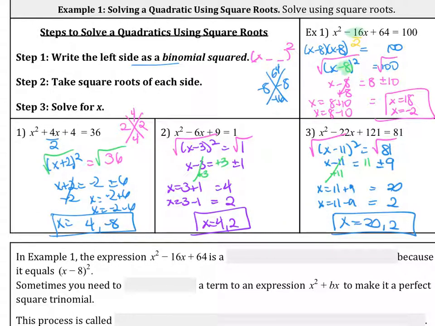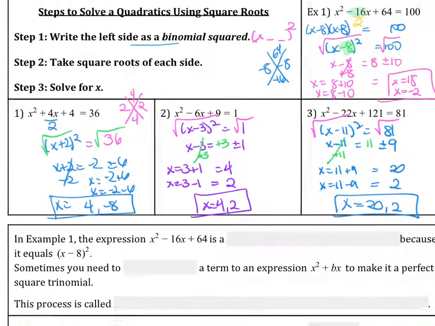So we tried this out. You would have gotten x equals 4 and 2, and x equals 20 and 2. And then this first one is 4 and negative 8. So just to take a look at this, this factors to x plus 4 squared. This factors to x minus 3 squared. This factors to x minus 11 squared. Okay, square root of 121 is 11. So you can look at it that way as well. And then you have to remember the sign of negative.